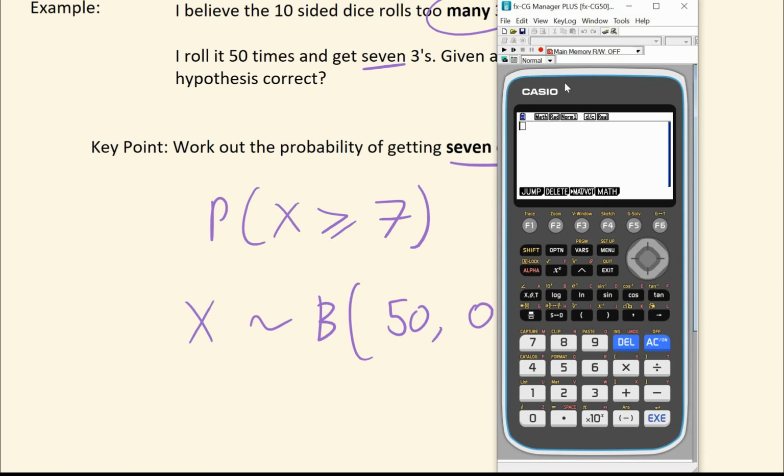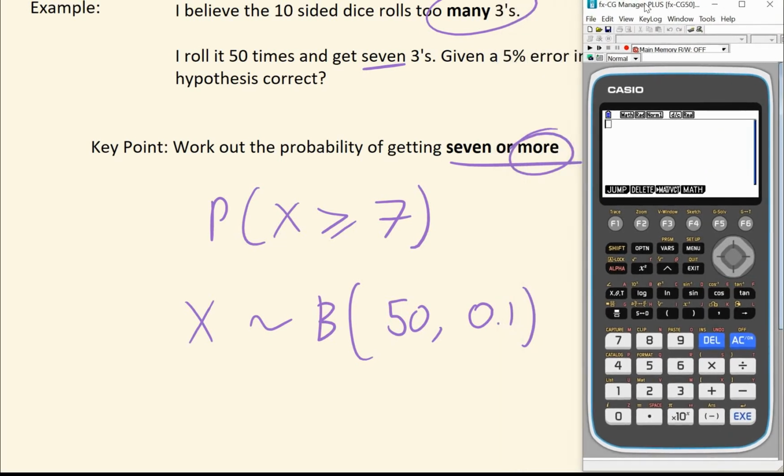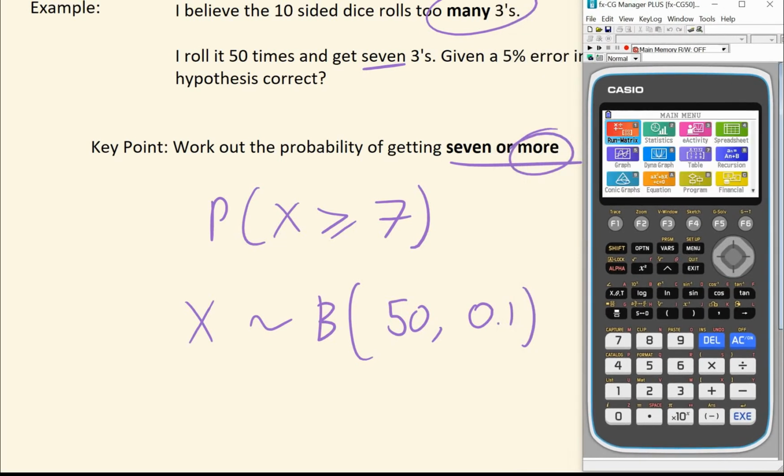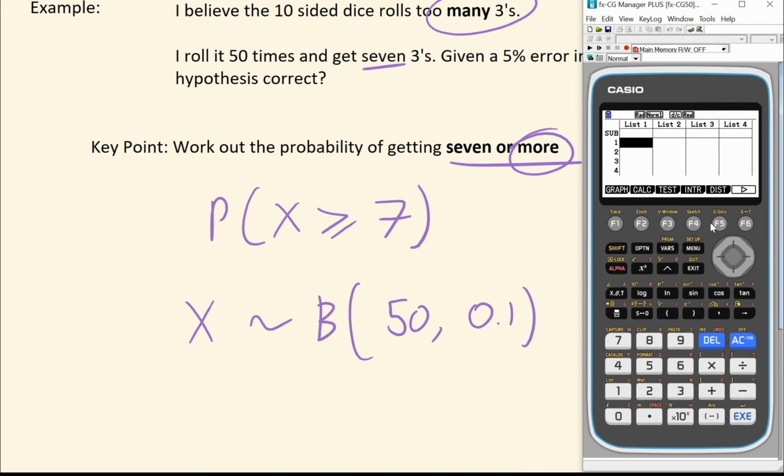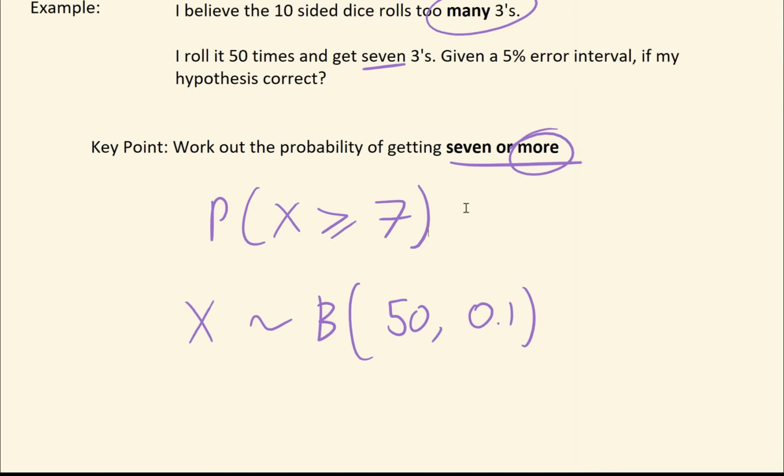Let's go to our calculators. I'll do this on the big calculators, and let's work that out. So we need to go to Menu, Stats, Distributions, Binomial, Cumulative, or using Variable. So we want to work out the odds of getting 7 or more. So lowest can be 7. We've got 50 trials, so most threes we get could be 50. And the odds of each success is 0.1. So the odds of that was 0.229 or 0.230 if I round.